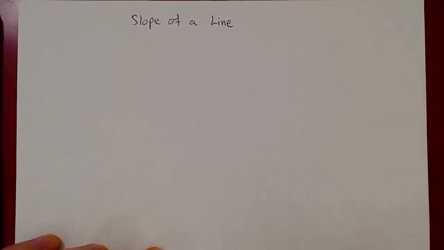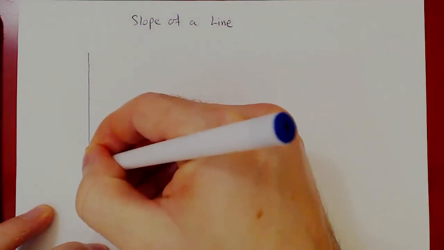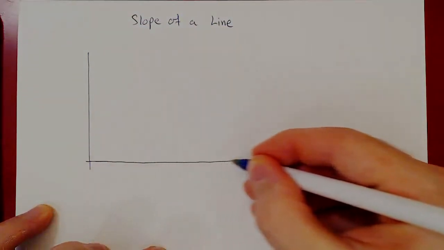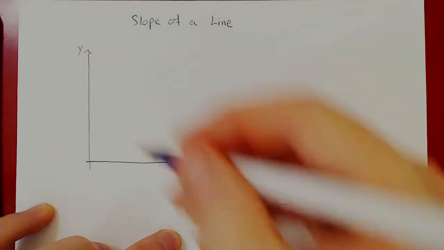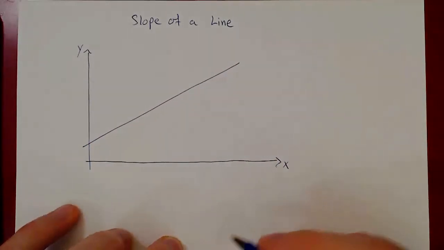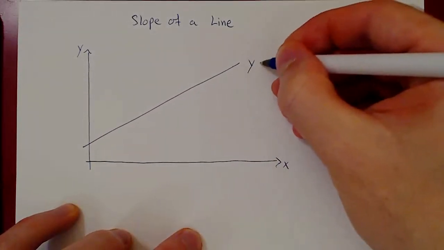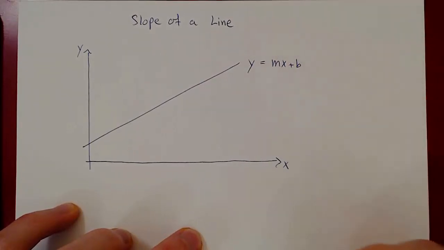Okay, so let's review the slope of a line. So consider the following picture in the xy plane. And let's draw a line that may look something like this. Say the equation of a line, if you remember, is y equals mx plus b, where m and b are constant. Let's take 2 points on this line.